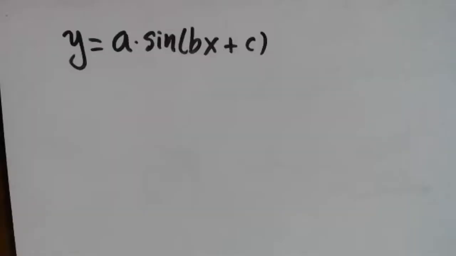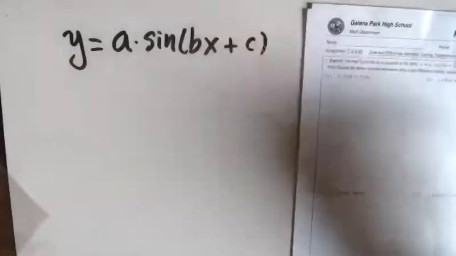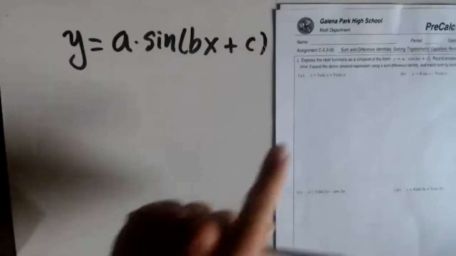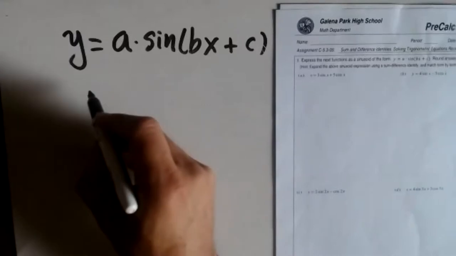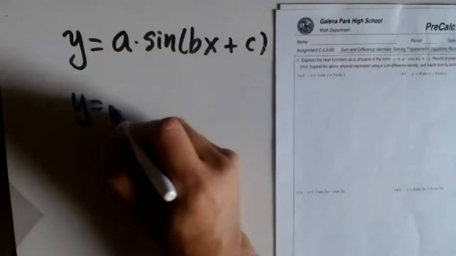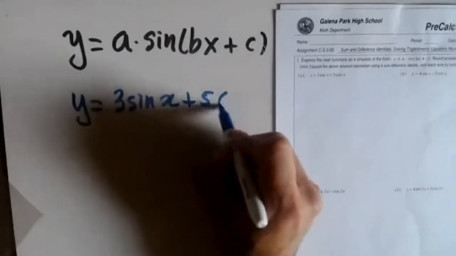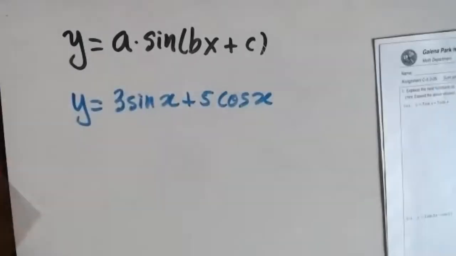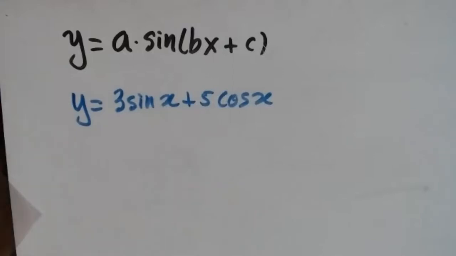So if you see your assignment, well, I don't have it here, but the assignment we have to do today is this one, 5.308 in your Google Classroom. You're going to see these combinations of sines and cosines. So let me just put here in blue, y equals 3 sine x plus 5 cosine x. This is a sine plus a cosine with a 3 and a 5 in front. So what is the graph of this?